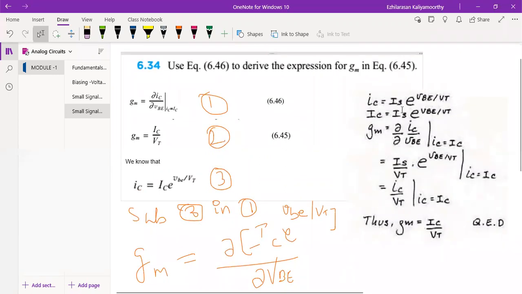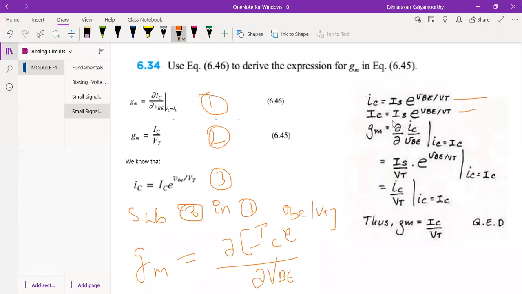So IC is equal to IS into e to the power VBE by VT. So this is a small signal component. The same way I can write for the DC component, like small, I replace it: IC is IS e power VBE by VT. Just I can rewrite this expression like this.